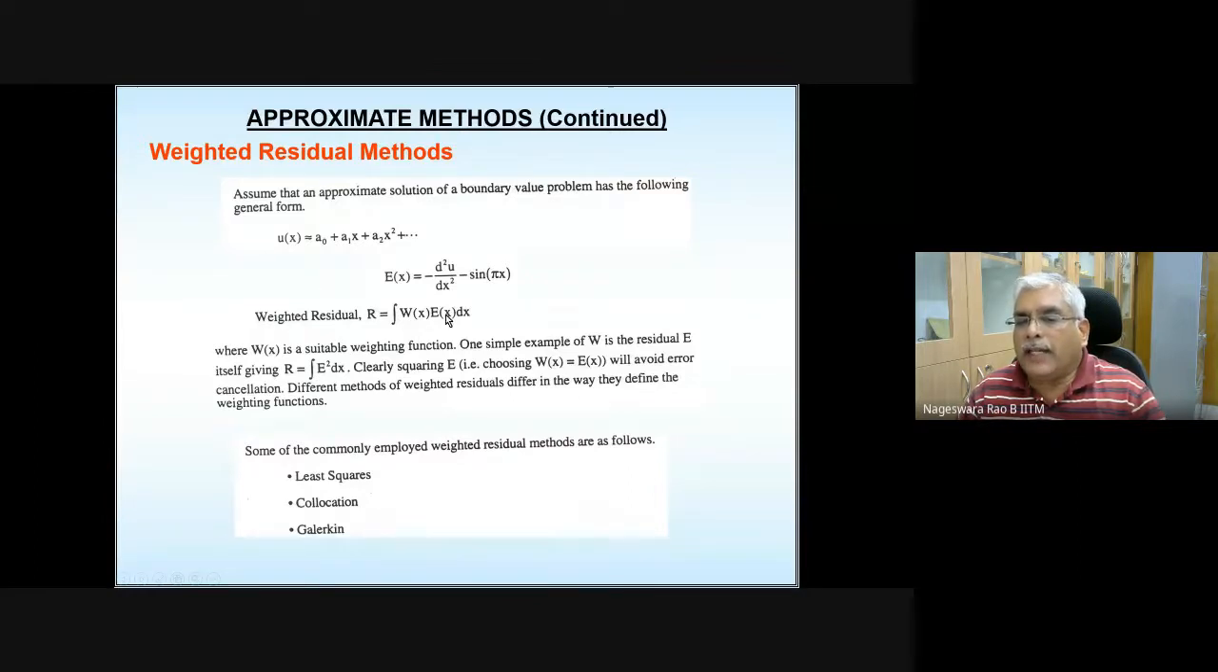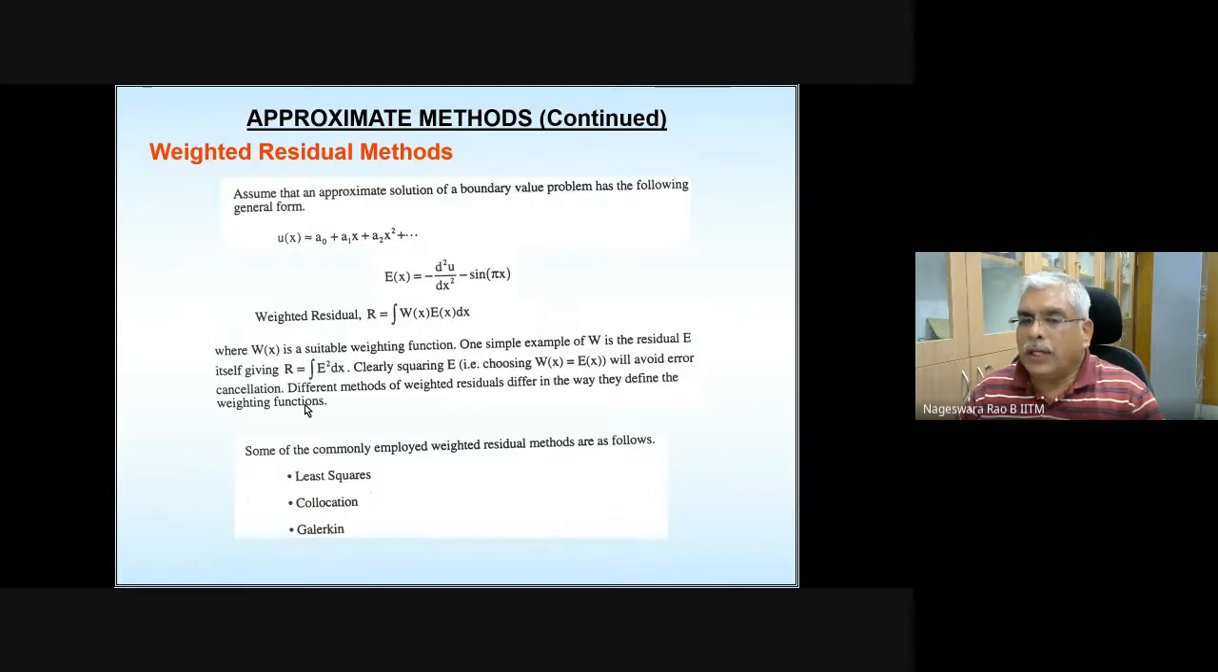So you have the weighted residual method. W is the suitable weighting function. One simple example of W is the residual E itself, giving weighted residual as integral of E squared dx. Squaring E will avoid error cancellation. Different methods of weighted residual differ in the way they define the weighting functions.